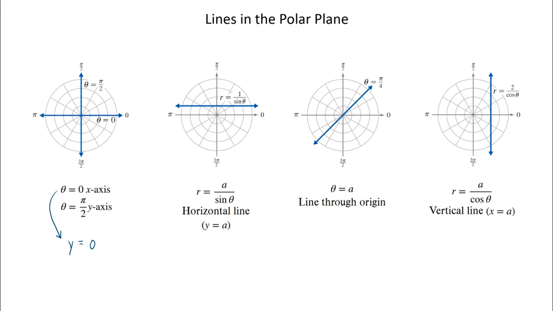The next equation we want to talk about is theta equals pi over 2. And along the same lines of thinking, theta equals pi over 2 will graph a vertical line on the y-axis. And the equation theta equals pi over 2 is the same as the equation x equals 0 in the rectangular plane.